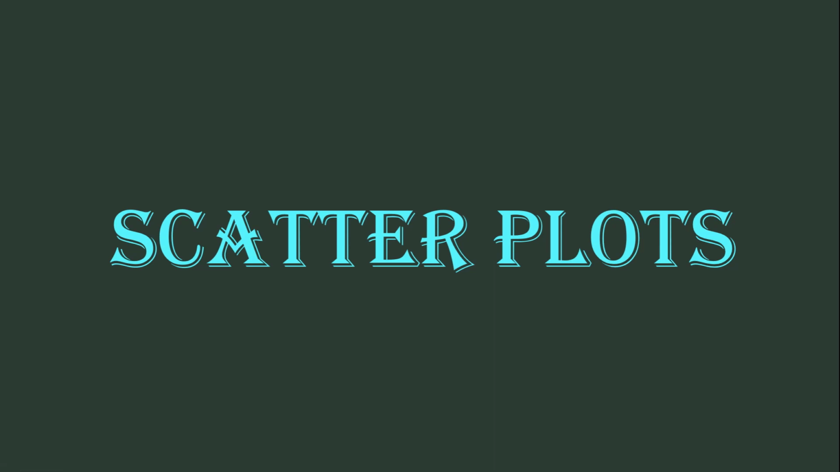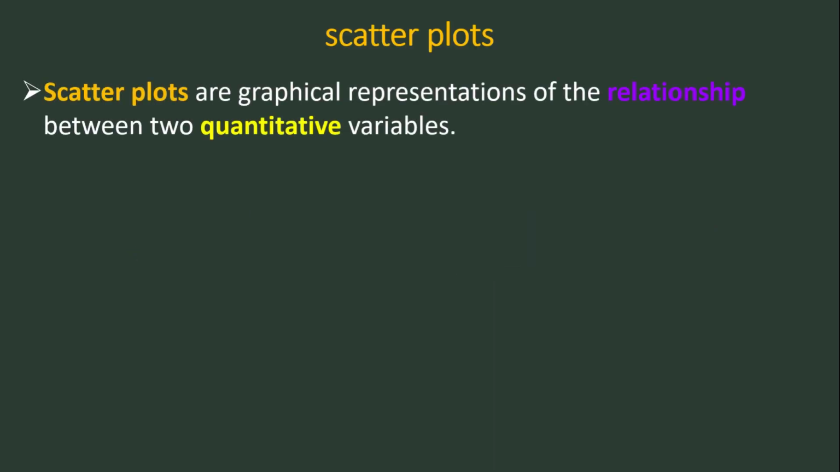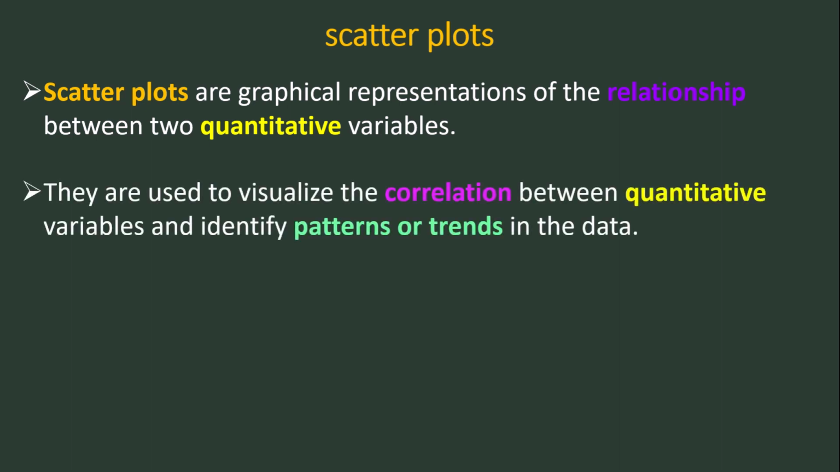The purpose of this video is to discuss scatter plots. I will discuss what scatter plots are, why we use them, and other related topics. Scatter plots are graphical representations of the relationship between two quantitative variables. Only quantitative variables can be used for scatter plots, not qualitative variables. They are used to visualize the correlation between quantitative variables and identify patterns or trends in the data.